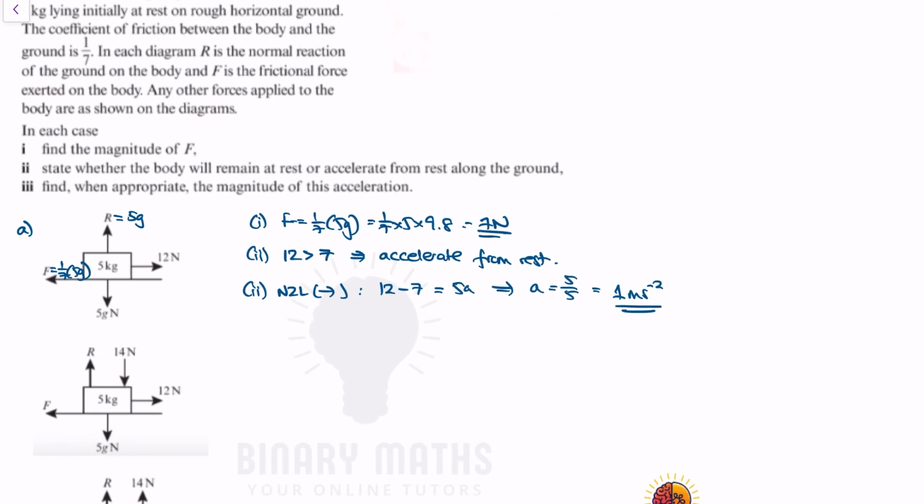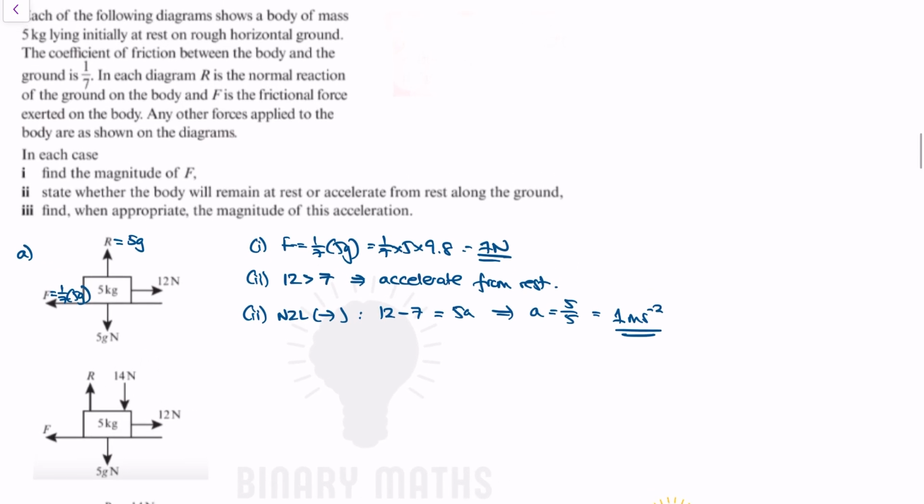Okay, for the next one, if we apply Newton's second law vertically, then 5g plus 14 must be equal to R, since it's not moving vertically, which means R must be equal to 63 newtons. So we need that information first. R is equal to 63, so F will be equal to a seventh times 63, which is equal to 9 newtons. So F is equal to 9 newtons.